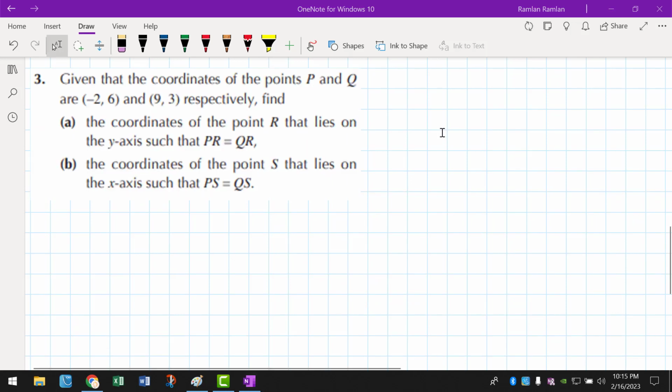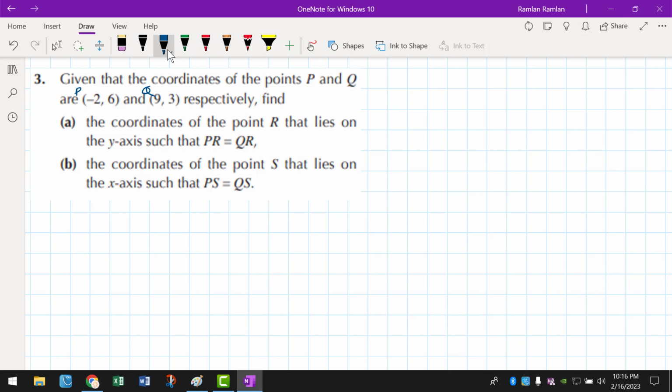Okay, now let's go to example 3. Given that the coordinates of points P and Q are minus 2, 6 and 9, 3 respectively, so this is point P and this is point Q. Find the coordinates of the point R that lies on the y-axis such that PR equals QR.